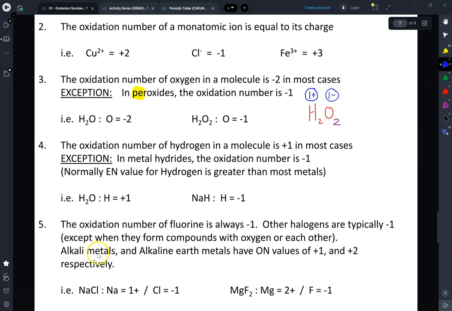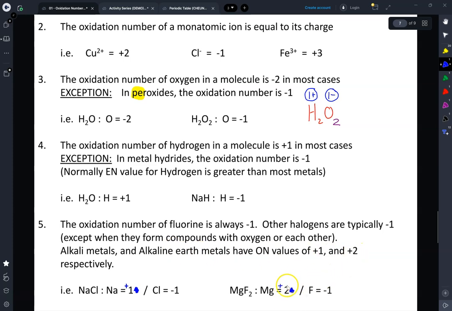That being said, alkali metals and alkaline earth metals typically have an oxidation number of +1 and +2 respectively. Looking at sodium chloride, sodium being an alkali metal should have an oxidation number +1. Whoops, I wrote 1+. It should be a +1. Same thing with magnesium, because it's an alkaline earth metal, it should have oxidation number +2. So, whoops, +2. And then chlorine and fluorine being halogens should have a -1 oxidation number.